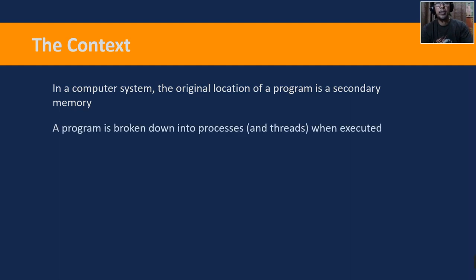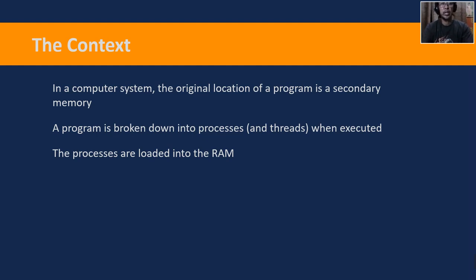A program is broken down into processes and threads when executed. The processes are loaded into the RAM. So from your secondary memory, it will be broken down into processes and threads, and then it will be loaded into RAM, ready to be executed. But the execution does not really happen inside the RAM. You have to remember that.